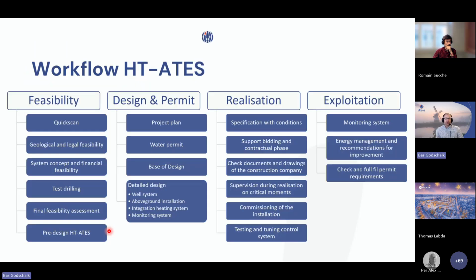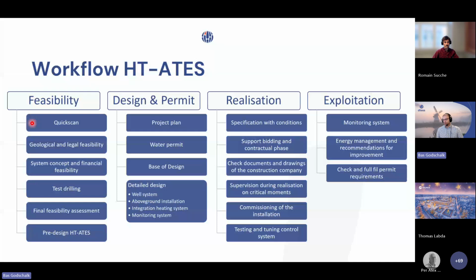Now the focus for today is to look at the different stages, how to develop such a project. So we have defined a workflow, which is starting with the feasibility phase, the opportunity phase, design and permitting phase, realization, and the exploitation phase. Now, the feasibility phase is extremely important, and it often goes through this order.